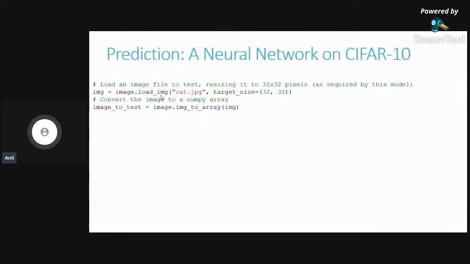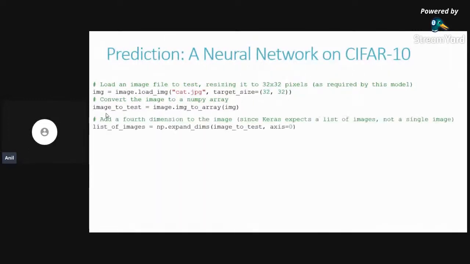Okay, so we will be loading an image, cat.jpg, and the target size will be 32 cross 32. Why have I used 32 cross 32? Because I have trained on CIFAR-10, which contains images of size 32 cross 32. Then we will convert this image into a NumPy array.